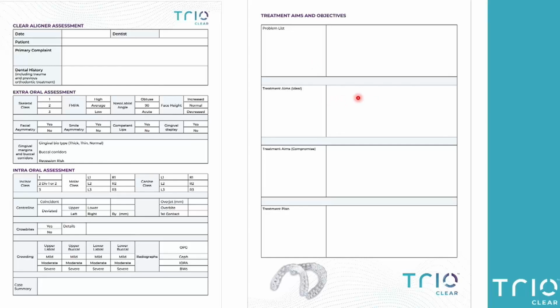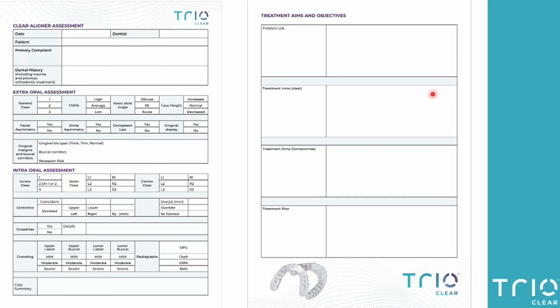From your problem list, that then allows you to write an ideal treatment aim, and you write down a fix for every problem that you've seen up there. If the patient wants all of them fixing, then that is a comprehensive case. So if they want their deep overbite correcting, for example, and their canine class corrected, then that will automatically become a comprehensive orthodontic case.